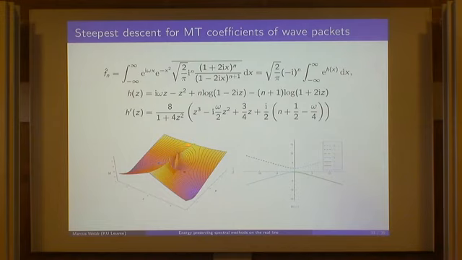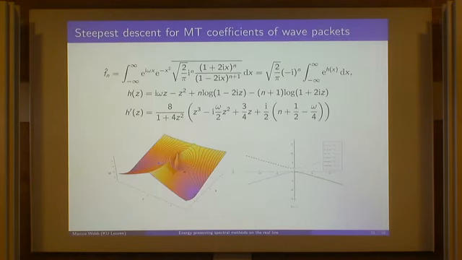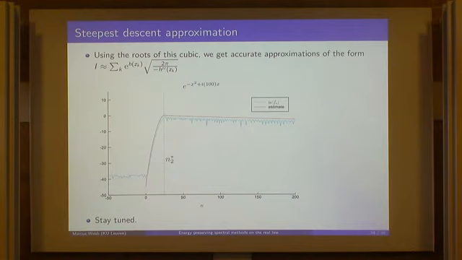How these three babies dance across the complex plane tells you these kinks in the coefficients. So it's interesting analysis going on, which we don't fully understand. But the point I want to say is that the steepest descent approximation that I mentioned, which is the sum of these over the stationary points, actually gives a good approximation to the coefficients.